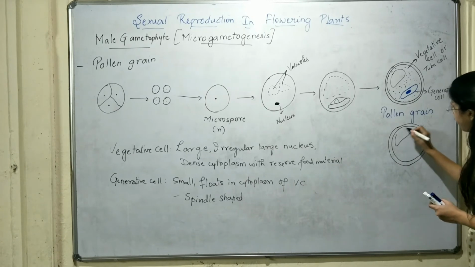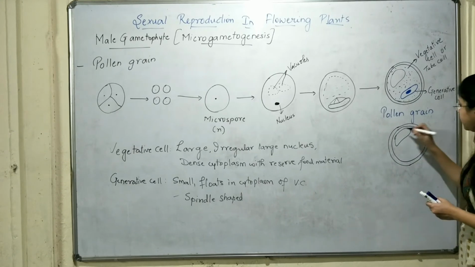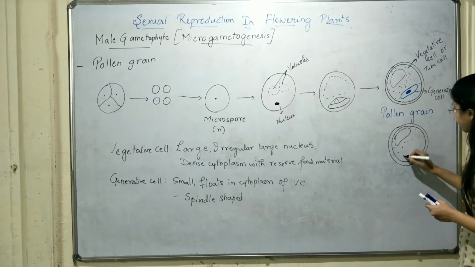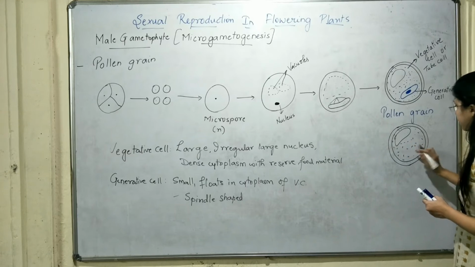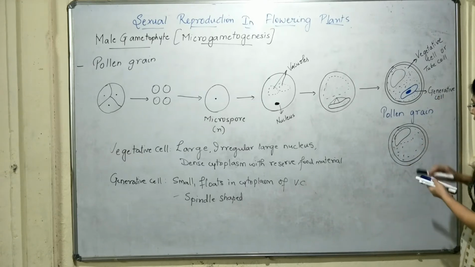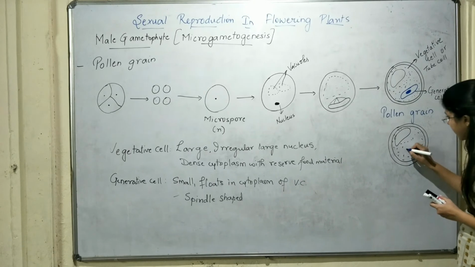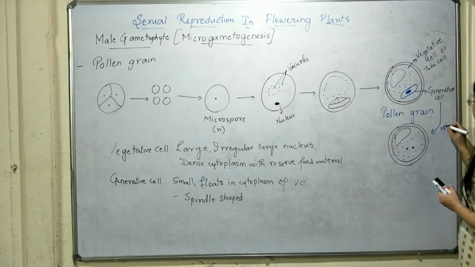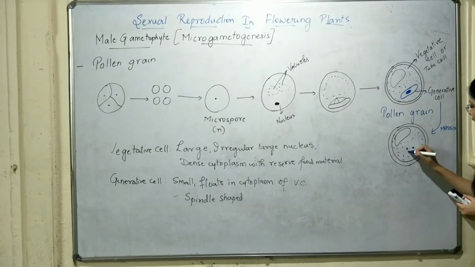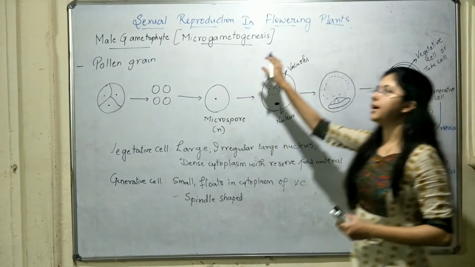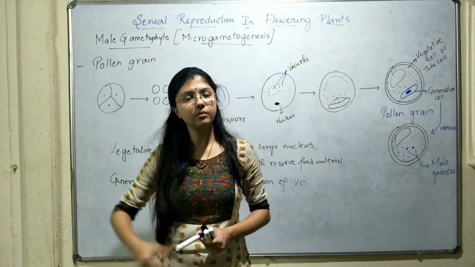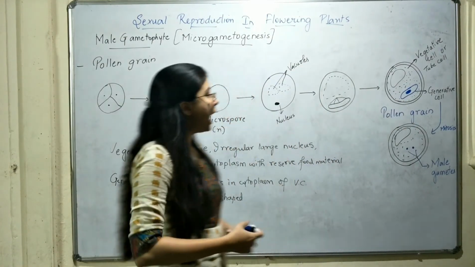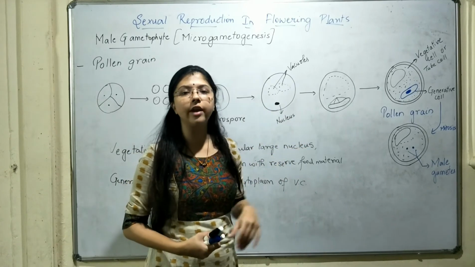This will be the vegetative cell with its irregularly shaped nucleus. This is the cytoplasm of the vegetative cell, and when the generative cell is dividing by mitosis, there will be two male gametes formed. Generative cell divides by mitosis. So now these structures which are formed are nothing but the male gametes, and this complete process is called microgametogenesis.